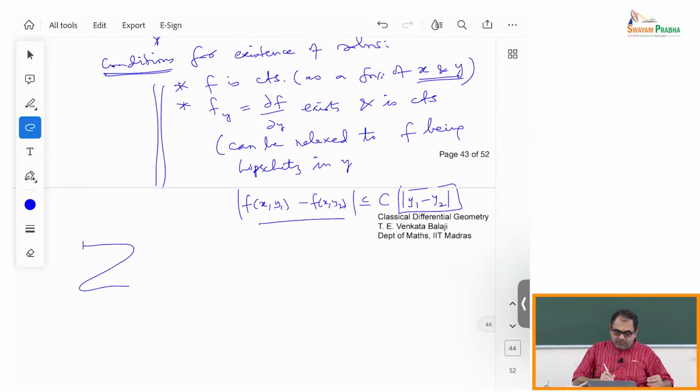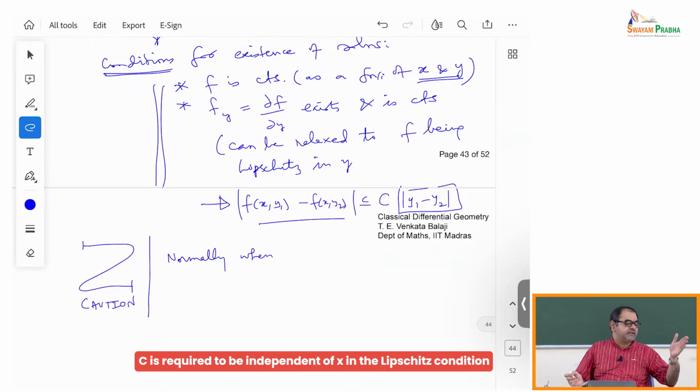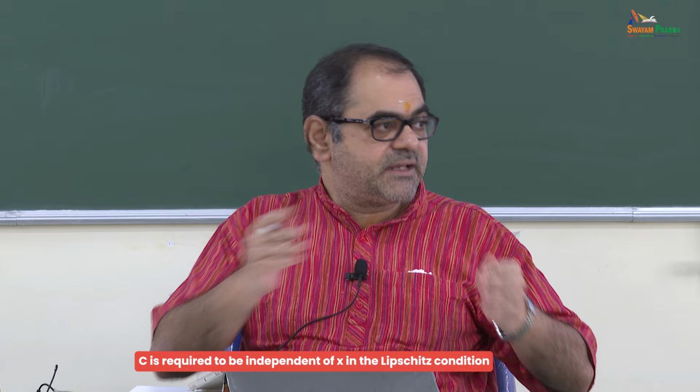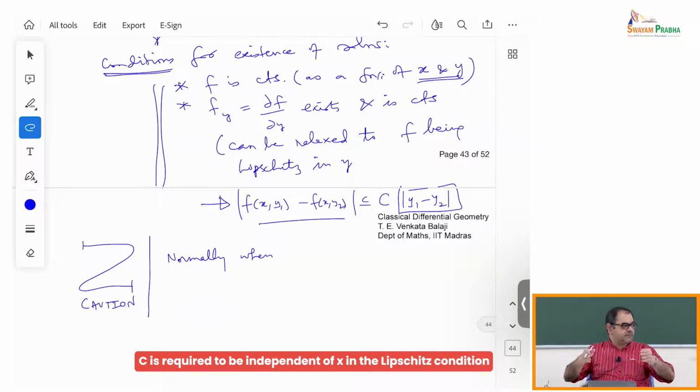So I'll write that this is a very, very important condition. You see, normally when we solve, in this condition x should be varying. Strictly speaking, you should say what is called uniformly Lipschitz. So irrespective of x, only in the y part, this kind of bounding condition should be there, okay.